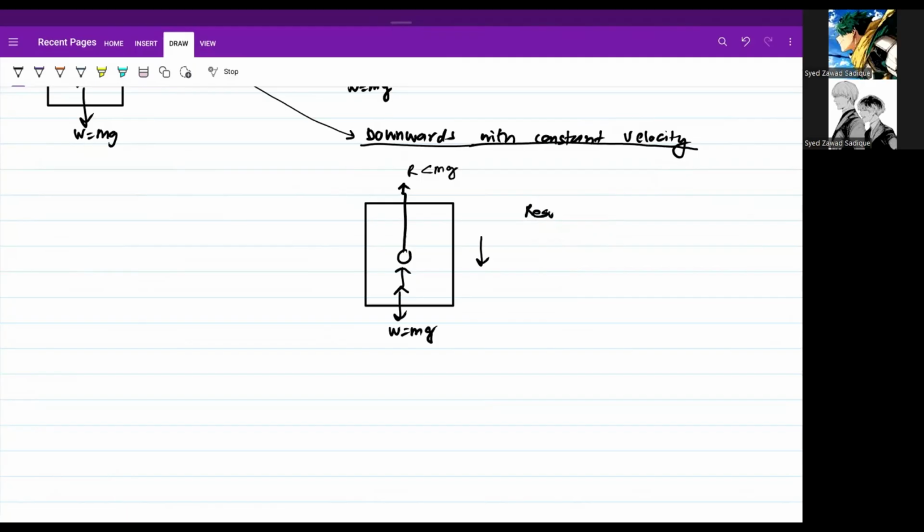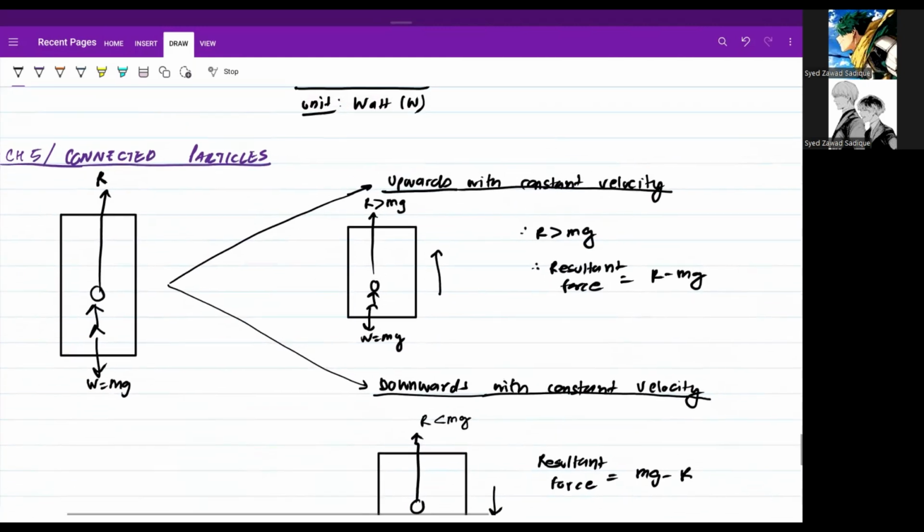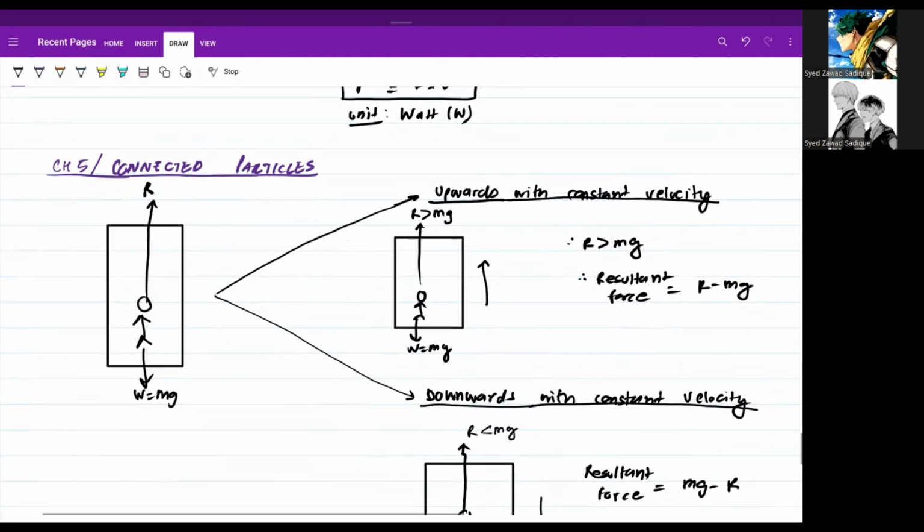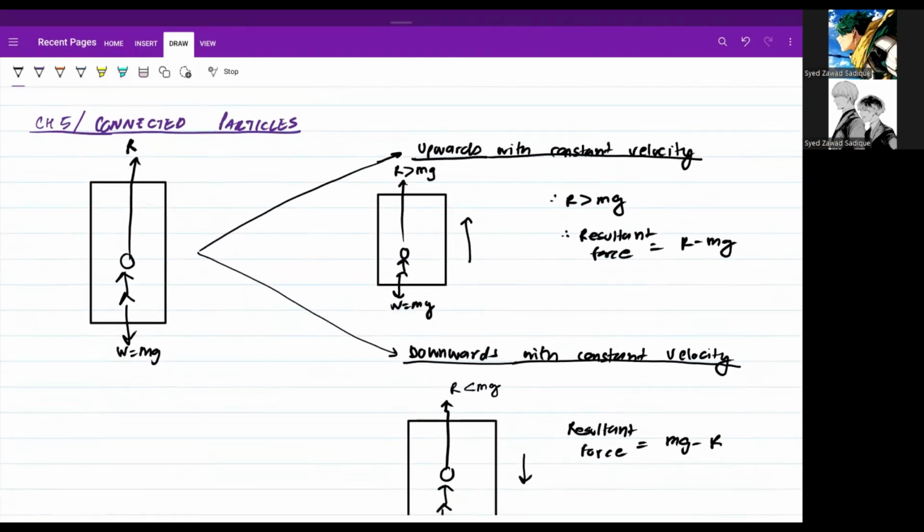Okay, resultant force is equal to mg minus R. Okay, right. Actually, I feel like there's one way to go about this. Mg minus R. Now, this is what we call the lift problem. This is famously known as the lift problem.